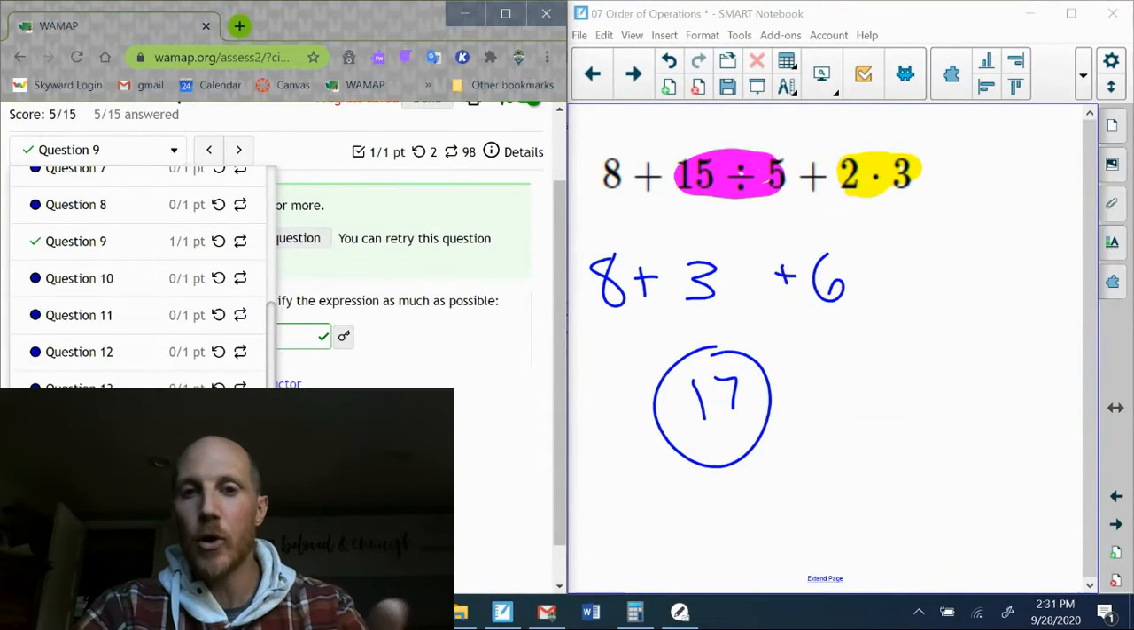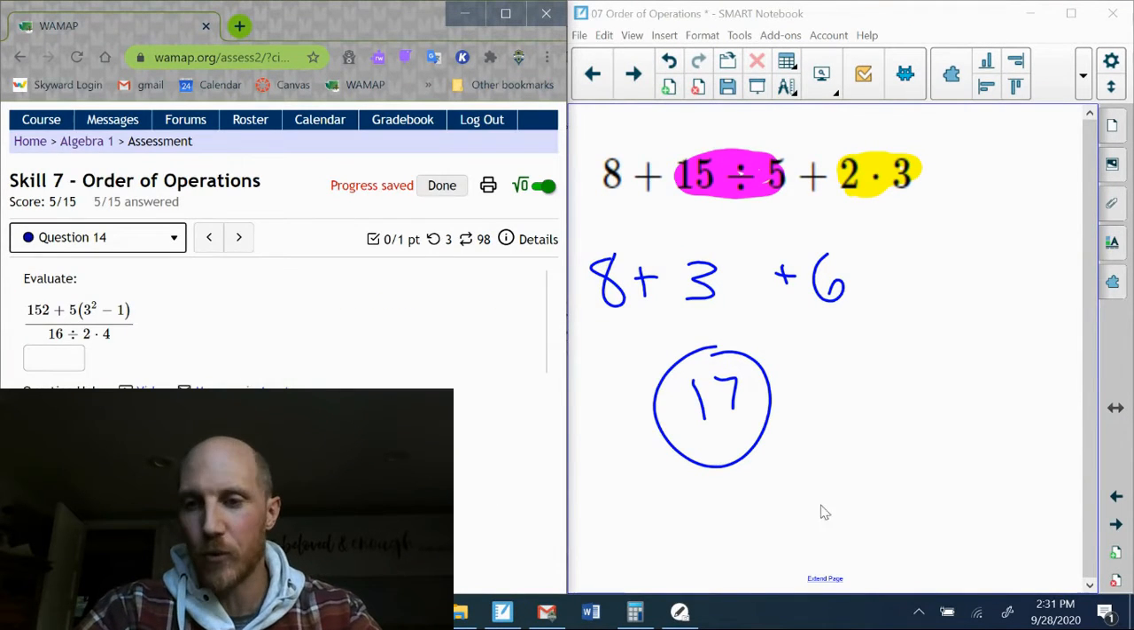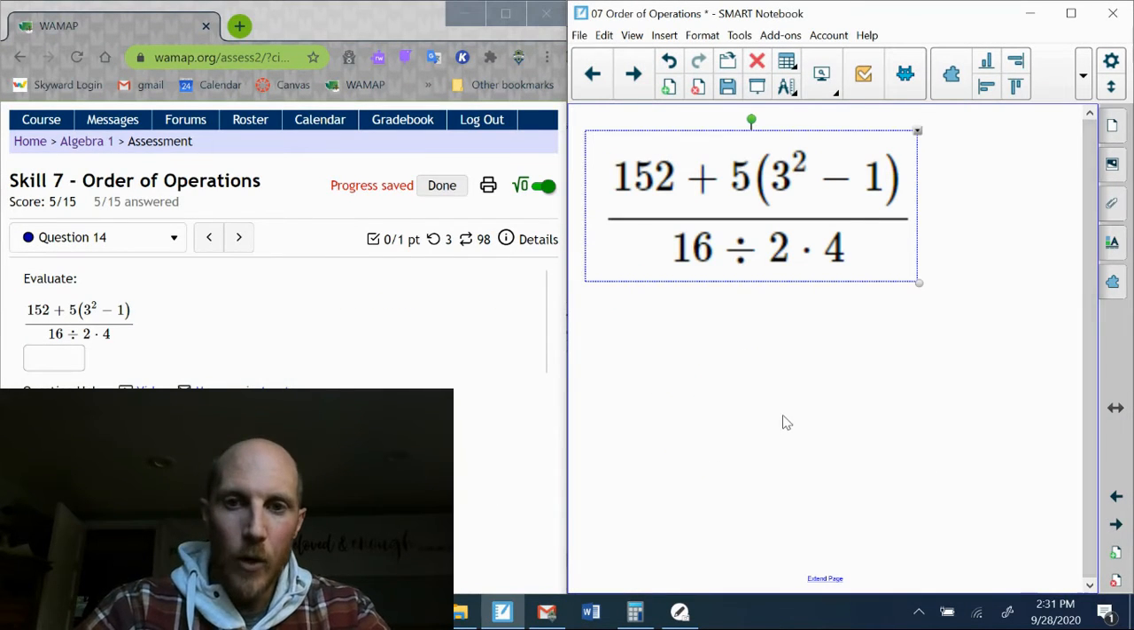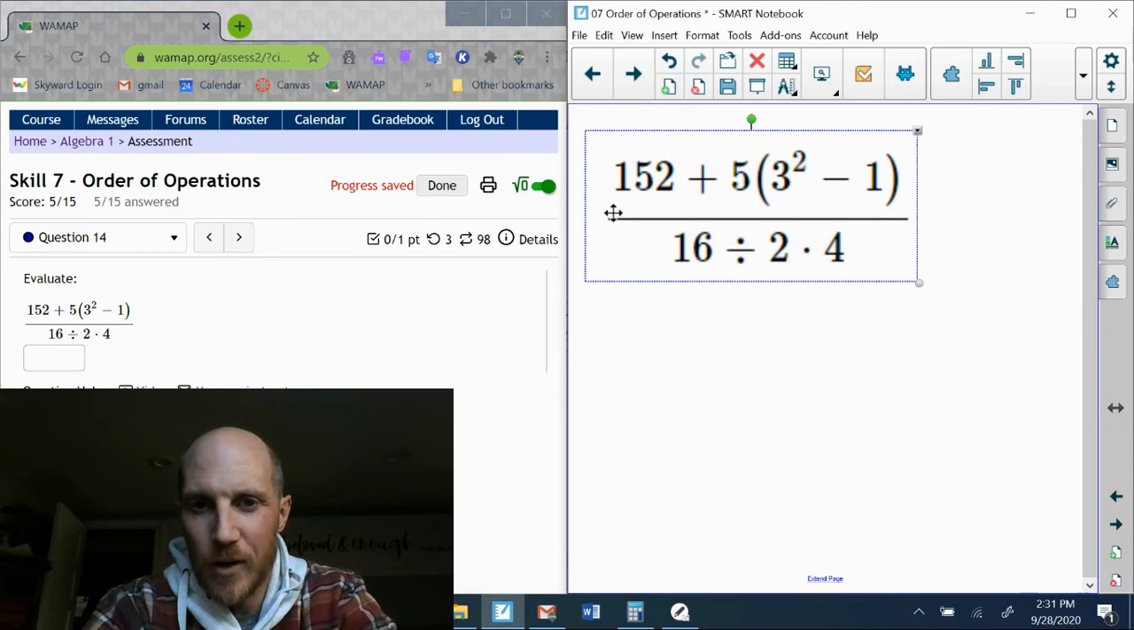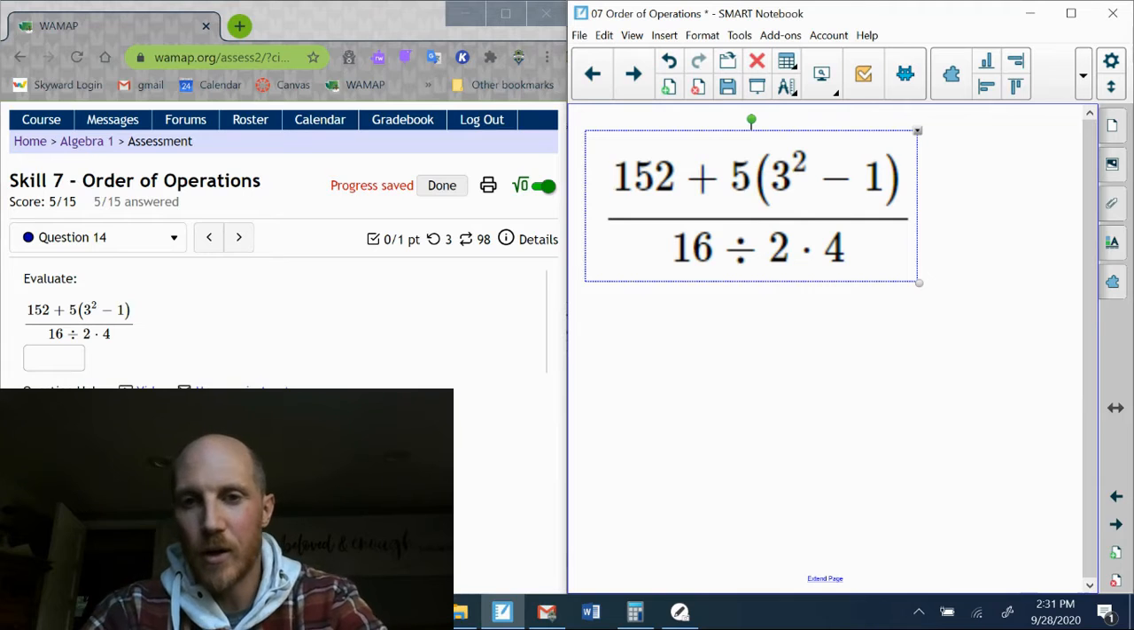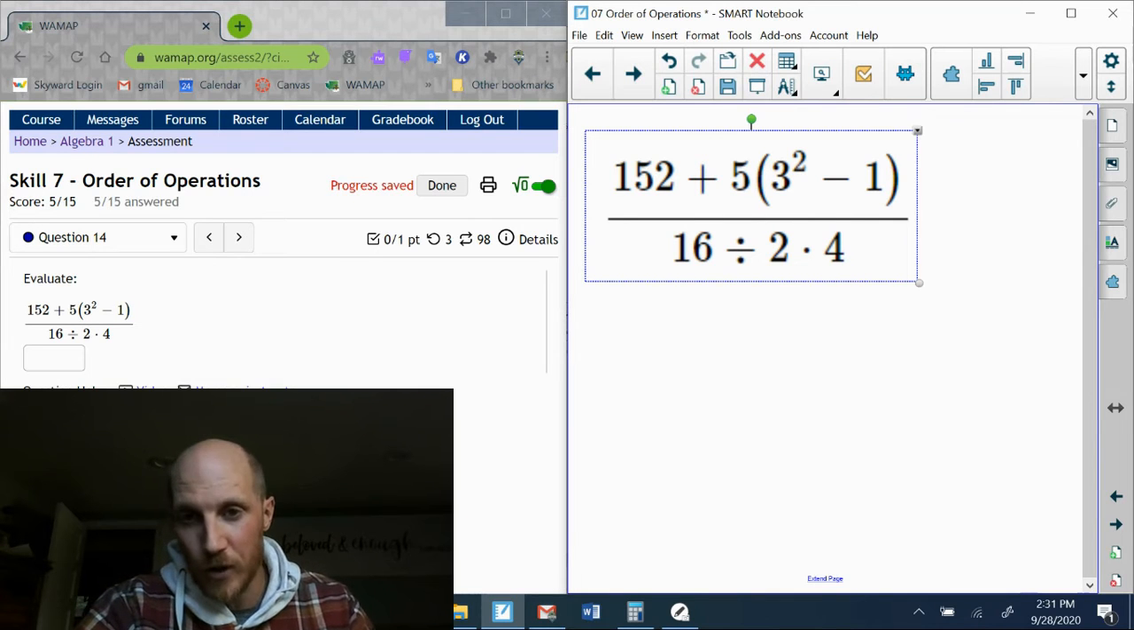And then I'm going to jump here and do number 14. This will be the last one that I do. Okay, so this one's a mess. I got like a giant fraction, right? That's the first thing I noticed. That's just a different way of writing division.